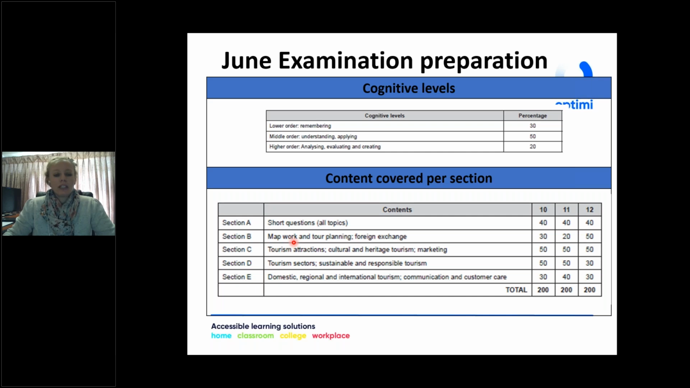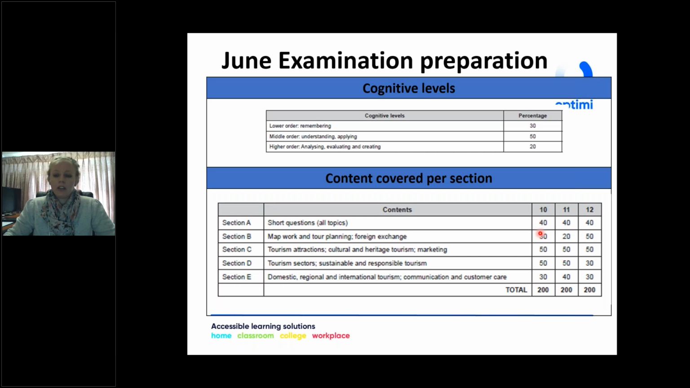Section B usually covers map work and tour planning, and then foreign exchange, but foreign exchange is more for grade 11 and grade 12. Section C usually covers your tourism attractions, your cultural and heritage tourism and marketing. Section D usually covers a tourism sector's sustainable and responsible tourism, and Section E usually covers domestic, regional, and international tourism, as well as communication and customer care.